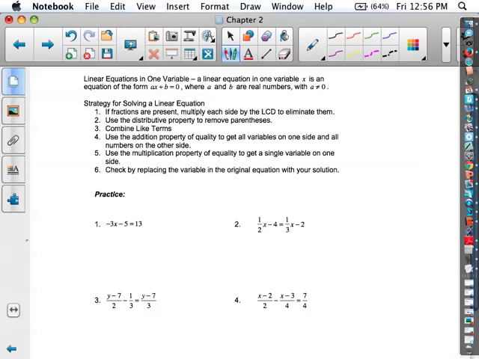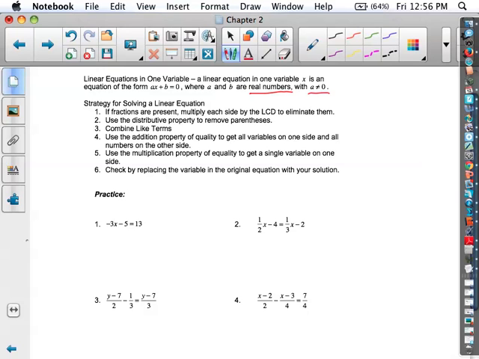Okay, next we're going to look at linear equations in one variable. A linear equation in one variable x is an equation of the form ax plus b equals 0, where a and b are real numbers. A is not equal to 0, because if a was equal to 0, ax would be 0, and it would just be a line.